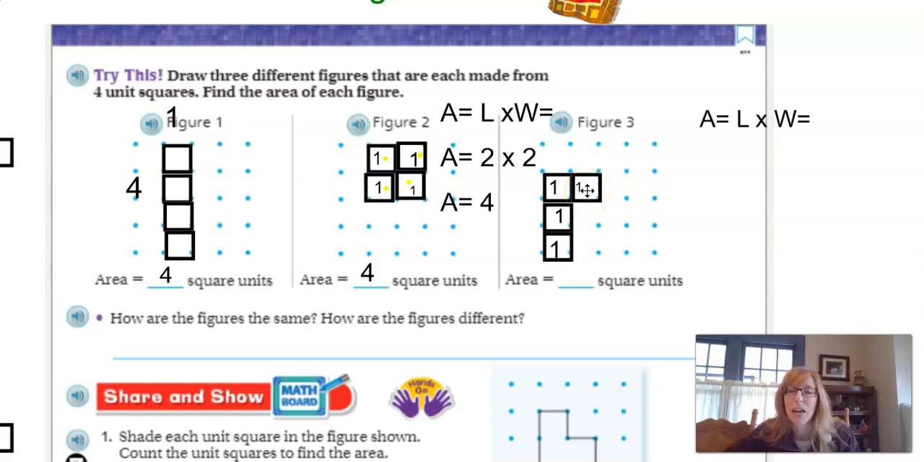So that would be 1 plus 1 plus 1 plus 1. And that still adds up to 4. Okay? And we know we can use addition because multiplication is repeated addition of the same numbers. But since we don't have the same numbers, we're going to just add 1 plus 1 plus 1 plus 1. And that still gives us, hopefully you're writing this in your book, 4 square units.